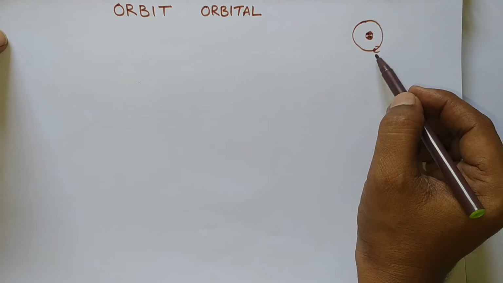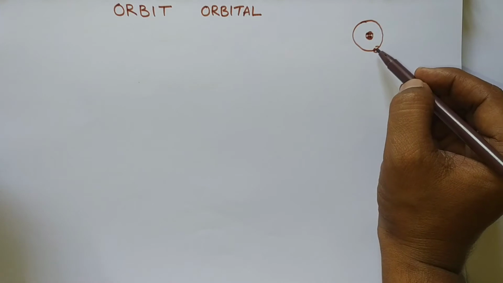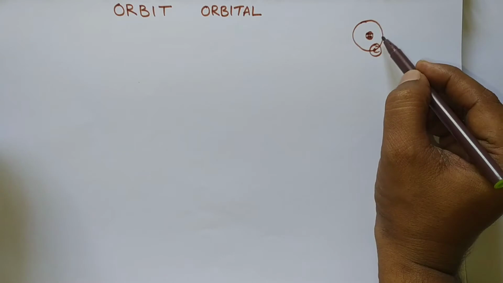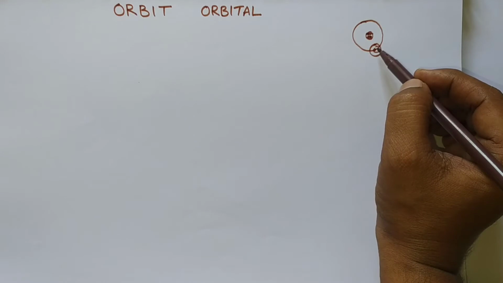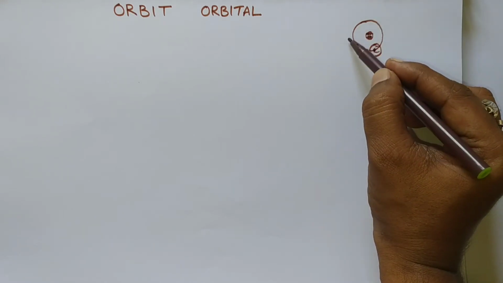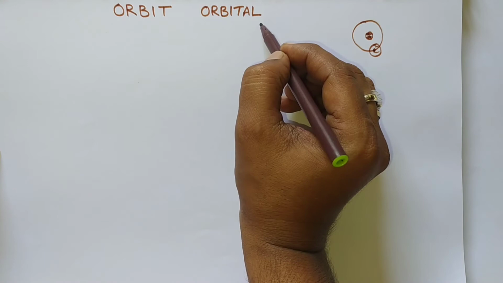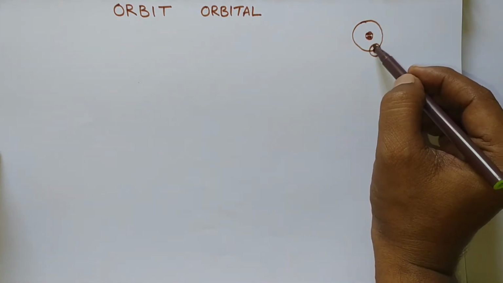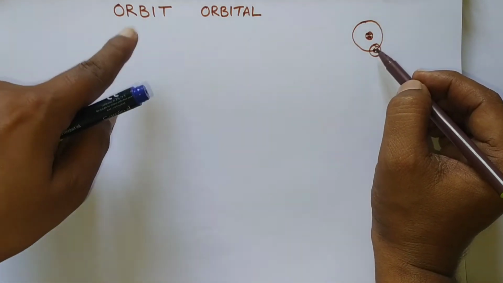In these orbits there are several orbitals. At any particular instant of time t, the electron will be present at any one point only. The electron is revolving around the nucleus in this circular path, but at a particular instant of time t, the electron is present at a particular point only, but not over the entire orbit. That particular region of space where the electron is present is nothing but the orbital. So, the orbital can be defined as the region of space where the probability of finding the electron is maximum in an orbit. That is called orbital.